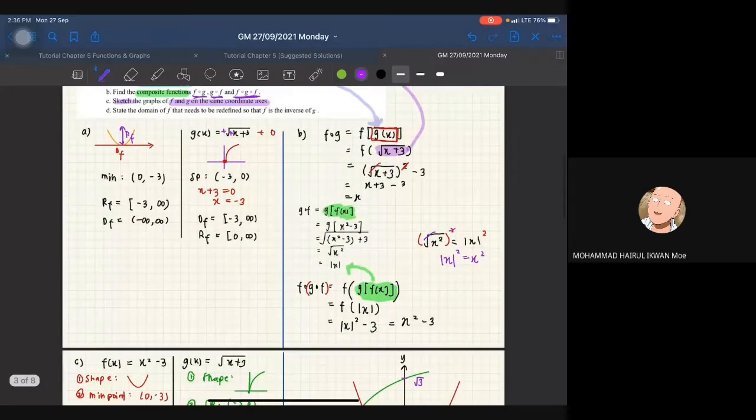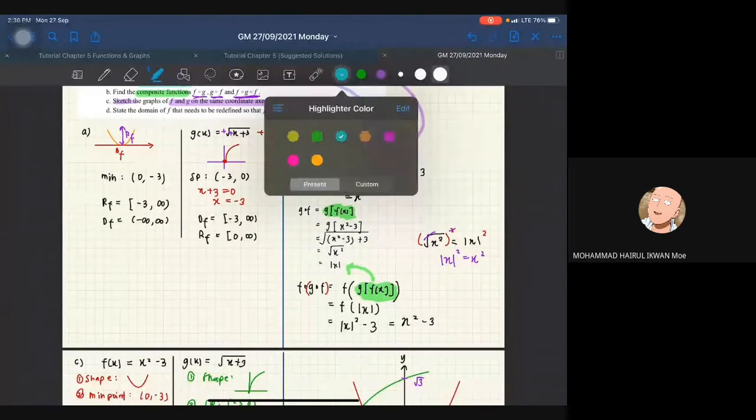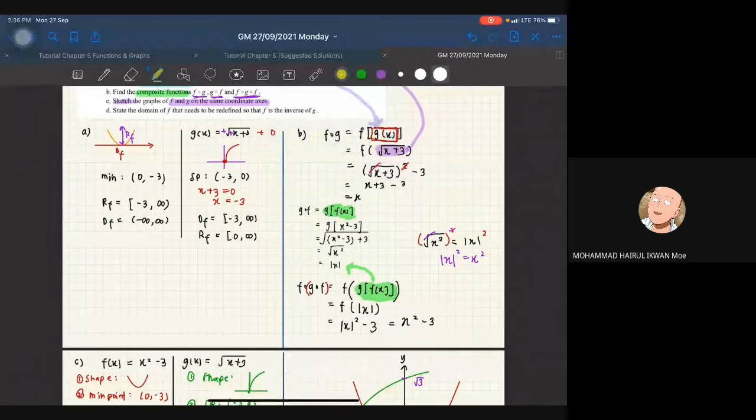Okay, so before kita move on to part D, okay, cuba kita tengok balik dekat part B ni sekarang. So part B, dekat this one. Okay, so sekarang ni jawapan kita untuk f of g of x dia adalah equal to x. So what can you conclude from here?